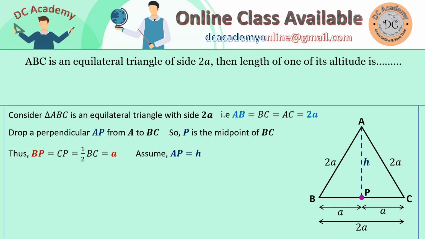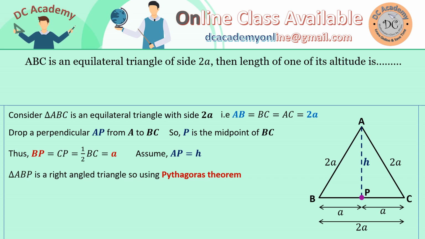Now, obviously, the triangle ABP is a right angle triangle because AP is perpendicular to BC. So therefore, we use the Pythagoras theorem. What does the Pythagoras theorem say? The hypotenuse square must be equal to the sum of the squares of the remaining two sides. So here AB is the hypotenuse. So AB square must be equal to AP square plus BP square.